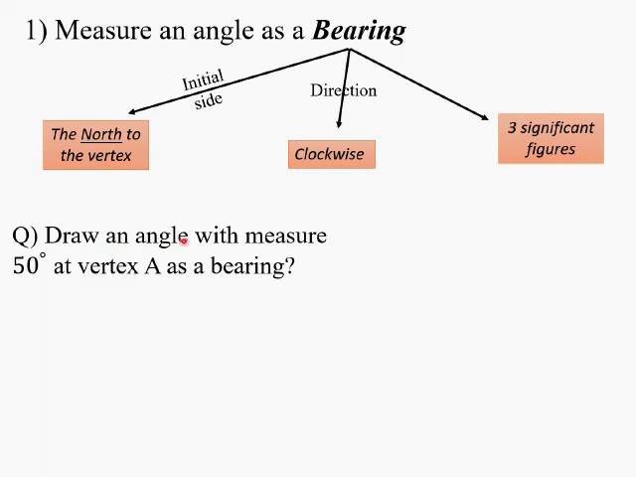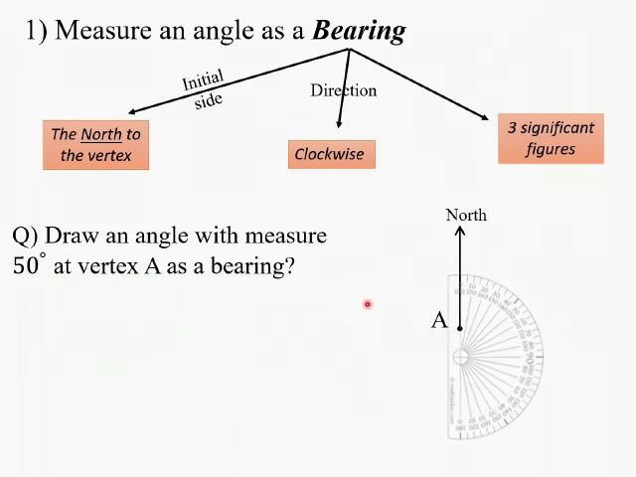Draw an angle with measure 50 degrees at vertex A as a bearing. Okay, this means that we will start from point A. The first thing, north. This is the north of A, and so this is our initial side. This is our start. And then the required angle is 50 degrees.